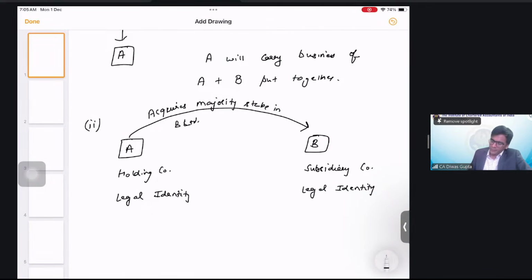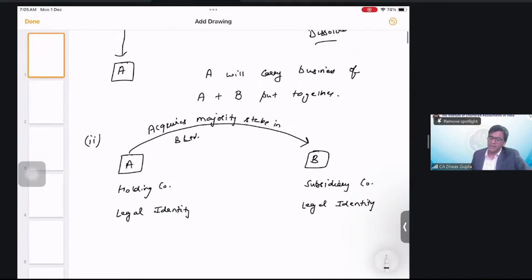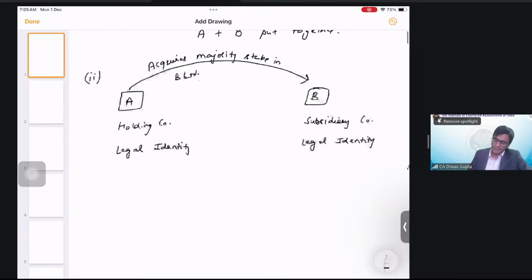Clear? So this is the second form of mergers and acquisitions. So as the name suggests, merger and acquisition. So acquisition is also one of the forms. The second form that we have discussed is acquisition, where we are acquiring a majority stake in the other company.